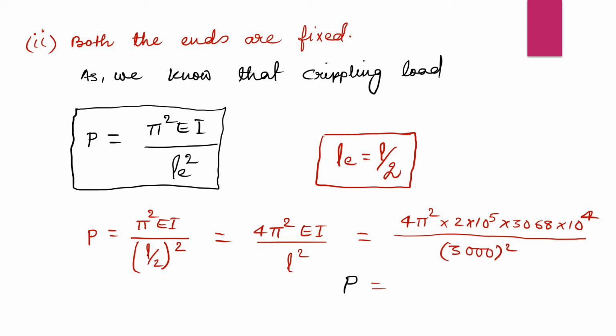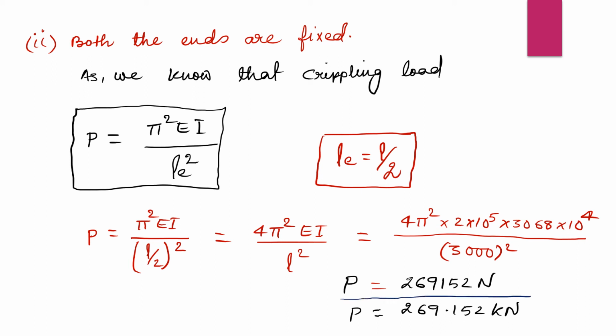So the final value will become 269,152 Newton. Understand? That means if we convert it into kilonewton, 269.152 kilonewton. This is the crippling load value for what condition? If both the ends are fixed.